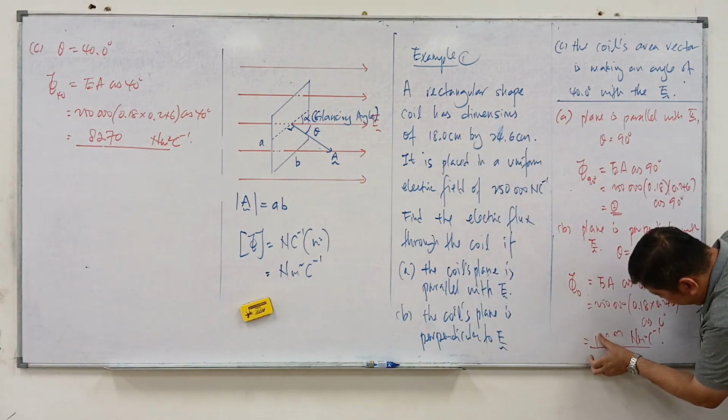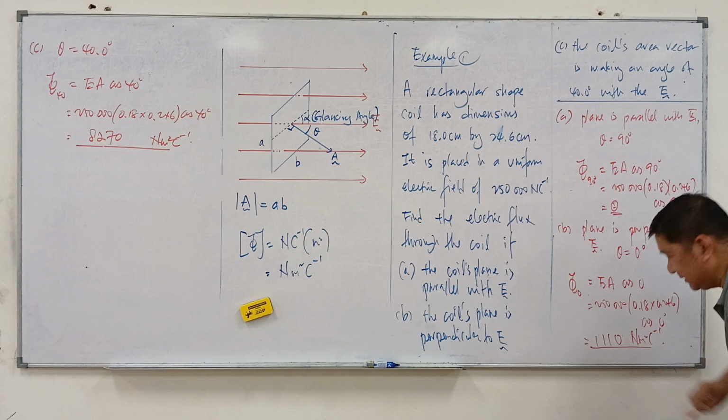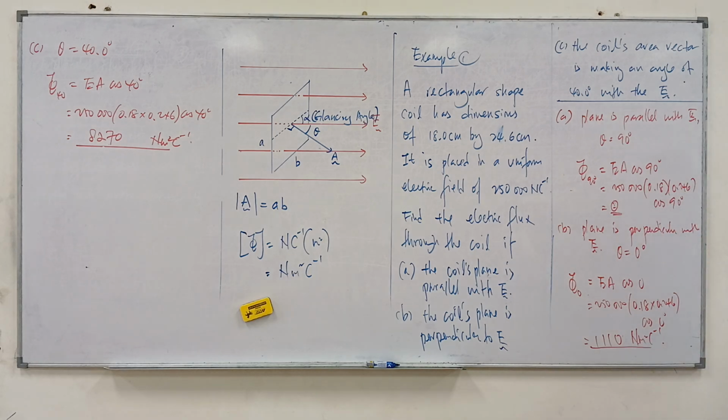11070. So 1110 lah. Round up to 3 significant figures, correct? 11070 kan? Another 0 here. So this one is 0, 10, right? 11070. Oh, 70. So here is 1 lah. Like that. 11100. Okay.